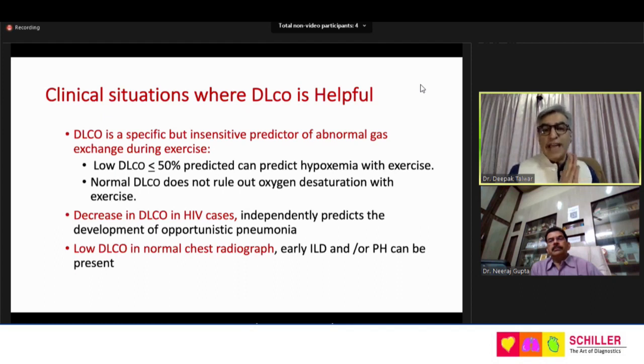So if you find everything normal, the chest X-ray is normal, the spirometry is normal, the lung volumes are normal, only isolated diffusion capacity is low, and you do a chest X-ray and you don't find anything, there are two things: either the report is wrong, or there is something which is still possible, which could explain this decrease in diffusion capacity. Keep two conditions in mind, that is the early interstitial lung disease, which will have a normal chest X-ray, and also pulmonary hypertension, which also will have a normal chest X-ray, and everything else like spirometry and lung volumes also normal.